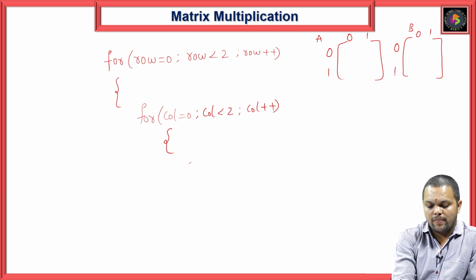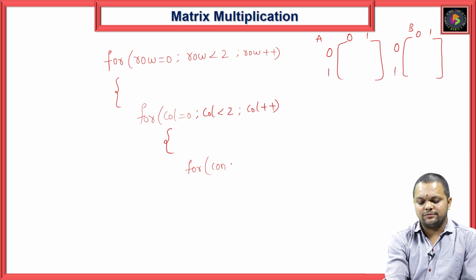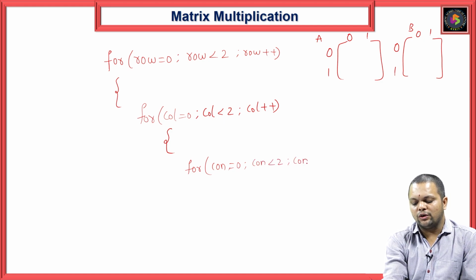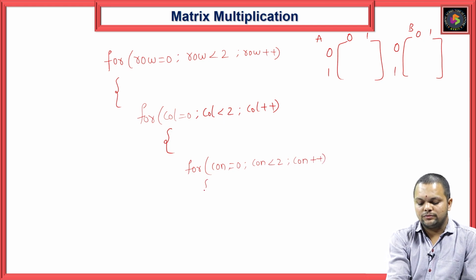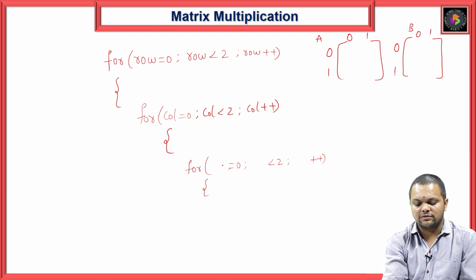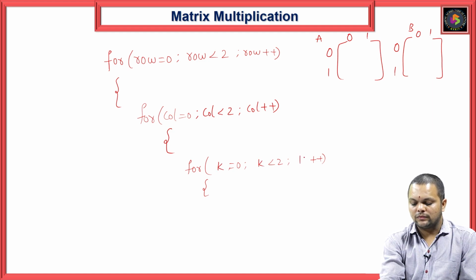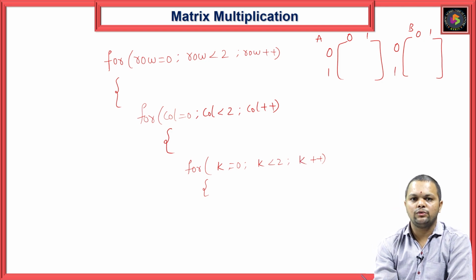So I'll just have another variable. I'll say constant. Constant is starting with again 0. Constant is less than 2. Constant plus plus. See, if you are confused with a constant type of variable, you can have your own variable there. As this is COL, you'll get confused there. I'll just have something called key. K equal to 0, K less than 2, K plus plus.